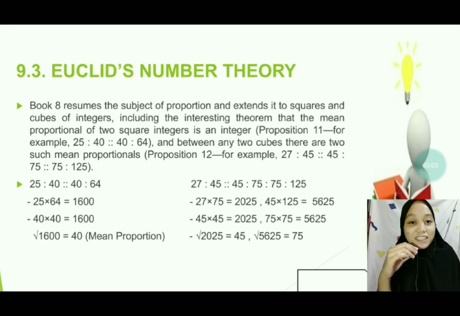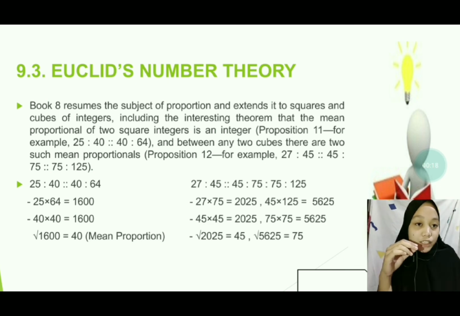So next is Euclid's number theory. Here we will only focus on Book 8, which resumes the subject of proportion and extends it to squares and cubes of integers, including the interesting theorem that the mean proportional of two square integers is an integer.